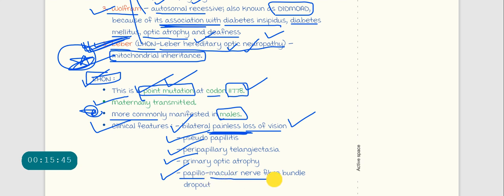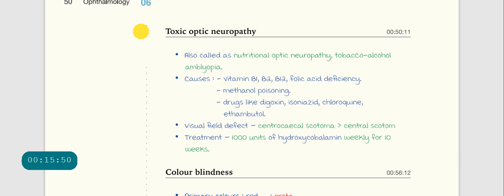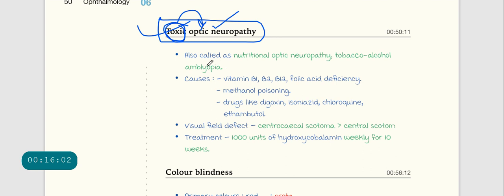Another disease that comes over here is toxic optic neuropathy. The name itself tells us there is a toxin which is leading to the neuropathy. It is also called nutritional optic neuropathy, obviously due to deficiency of a nutritional substance. There could be a deficiency of vitamin B2, B1, B12, or folic acid, or there could be tobacco alcoholic amblyopia. Tobacco and alcohol are also toxic substances.